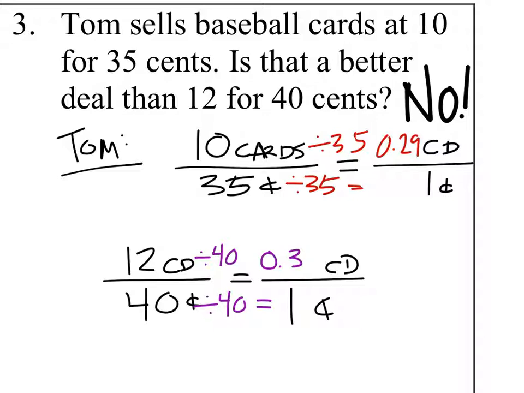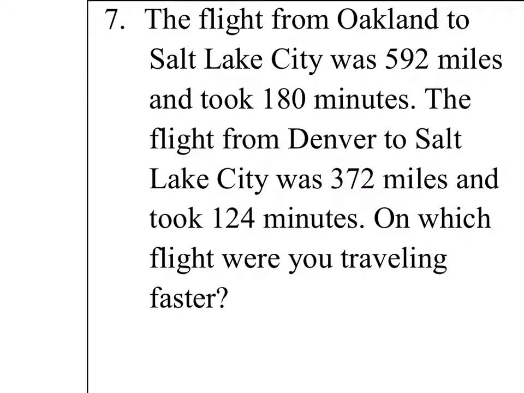The flight from Oakland to Salt Lake City was 592 miles, and it took 180 minutes. The flight from Denver to Salt Lake was 372 miles, and took 124 minutes. On which flight were you traveling the fastest? Okay, so for both these, we're going to Salt Lake City. So let's look at Oakland first.